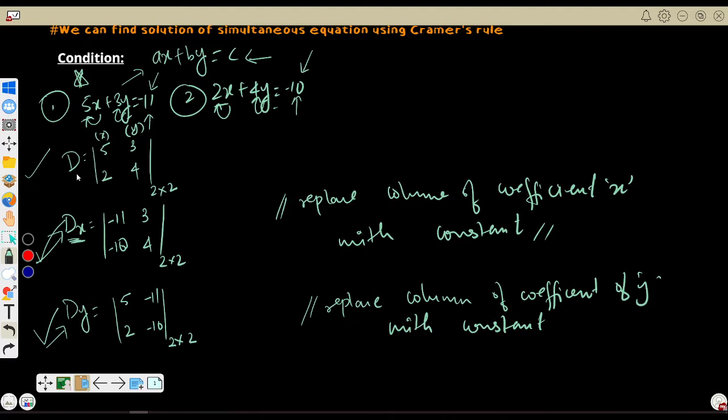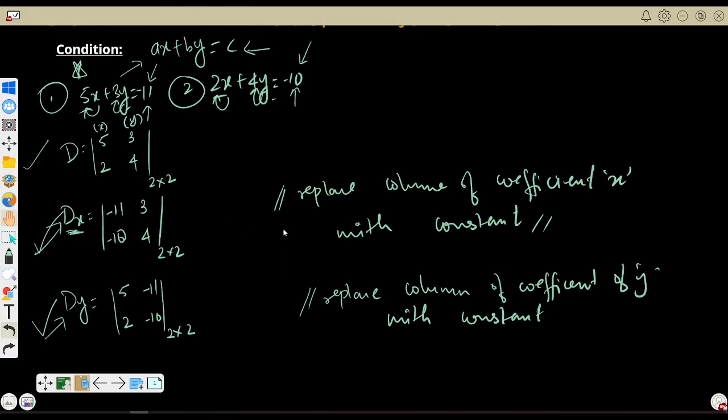If you want to form the determinant D, it is very simple. The first column is nothing but your coefficient of x, and the second column is coefficient of y. To form dx, what we do, we replace the column which is coefficient of x with constant, and the second column remains as it is. To form the third determinant, that is dy, we replace the second column, that is coefficient of y, with constant, and the first column remains as it is. I hope everything is clear to you till now.